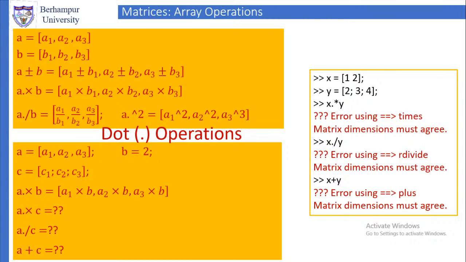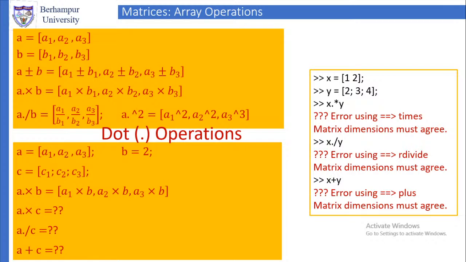And now let us see an example. X is equal to 1, 2. Y is equal to 2 semicolon 3 semicolon 4. Now I write X dot star Y. Then you press enter, it will give you an error. Error using times. Times means multiplication. Why? Matrix dimensions are different. X is a 1 cross 2 matrix, Y is a 3 cross 1 matrix. So for this dot operation to hold, or to be correct, the matrix dimensions must be correct.